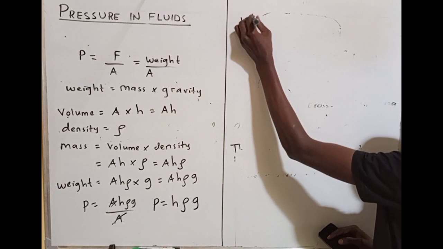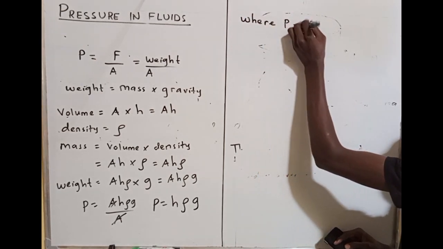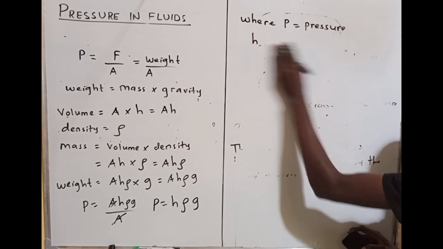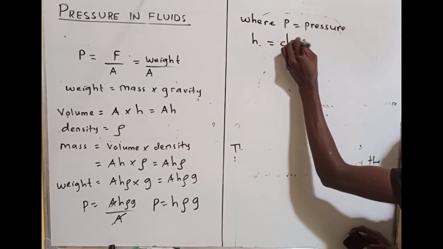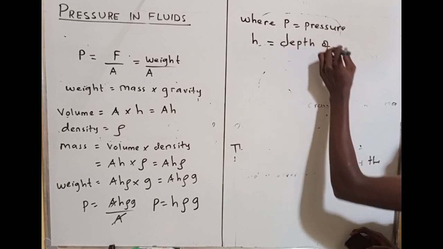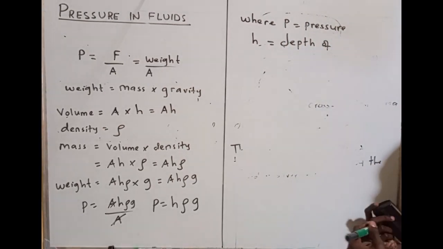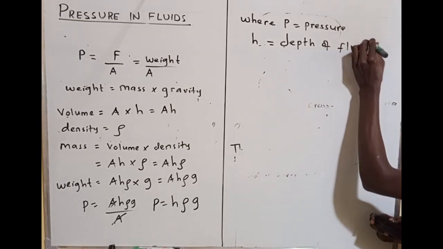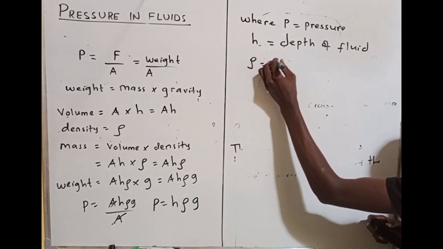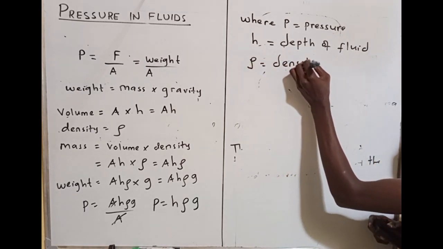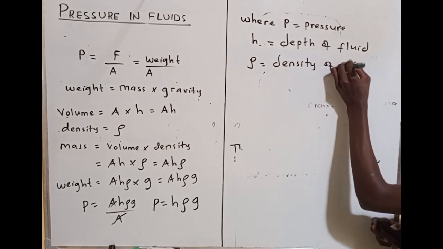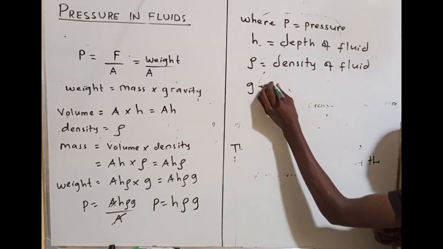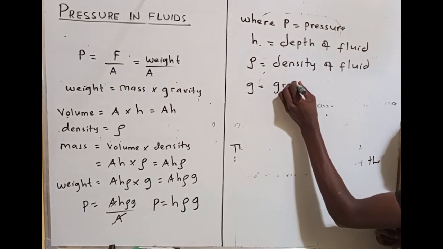So where P is equal to the pressure, then H is equivalent to the depth of the liquid. Depth of liquid that now can be a fluid. Let us just talk about the gas or the liquid. So depth of the fluid. Then rho represents the density of the fluid. Then G represents the gravitational field strength of that place.